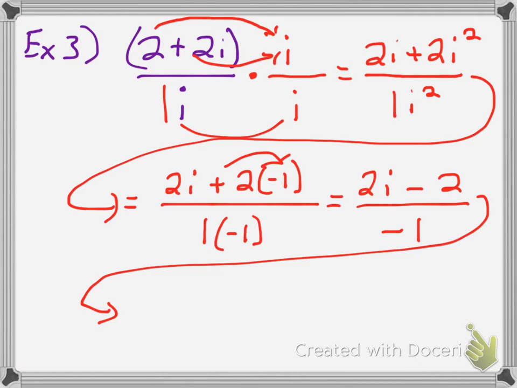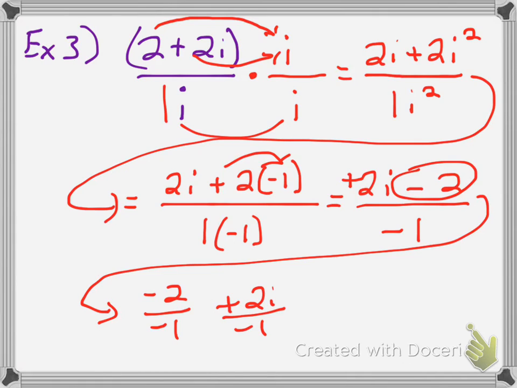Now I'm going to rearrange it. I have -2, looking right here, and I'm going to divide it by -1. And then I have a positive 2i divided by, once again, -1. So it's going to simplify even more. I got -2 divided by -1, which is going to be positive 2. And then positive 2i divided by -1 is -2i.